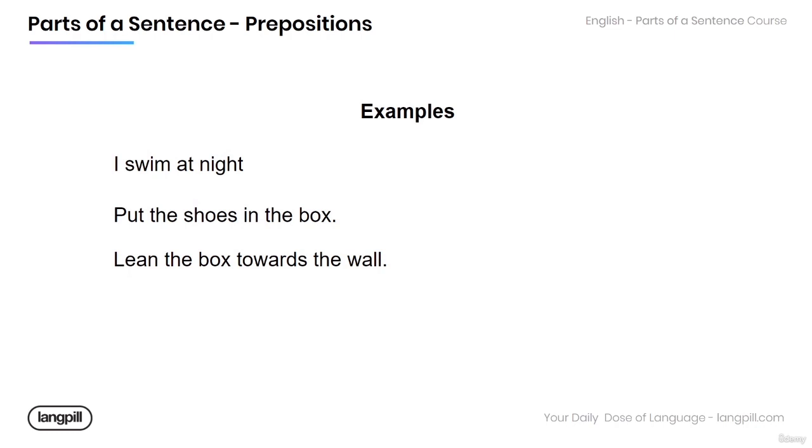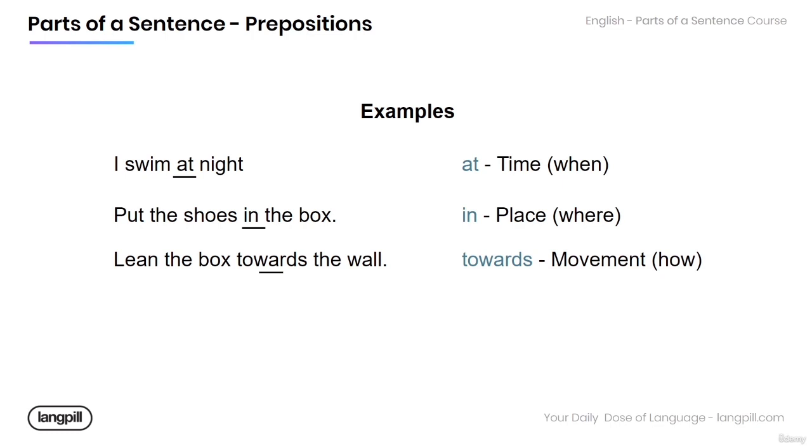So let's look at some examples together. The first one, I swim at night. So in this sentence, at is our preposition. It's a time preposition. So when do they swim? At night. The next sentence, put the shoes in the box. Here, in is our preposition. So where do they put the shoes? In the box. In the next sentence, lean the box towards the wall. Here, we have towards. So how do they lean the box? They lean it towards the wall.